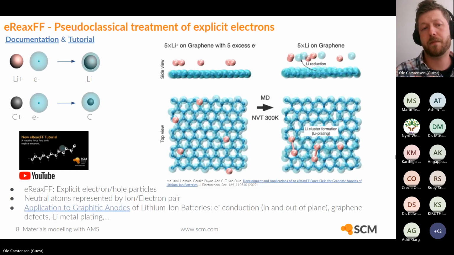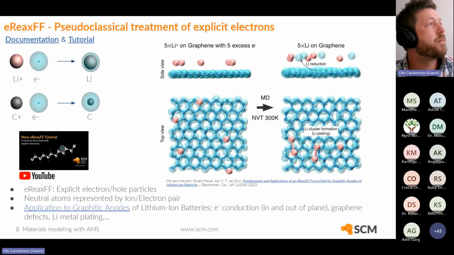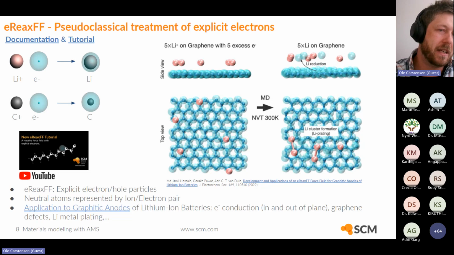Okay, so on to the next topic. The next topic is a bit less established than the topic that I've shown earlier. The discharge voltage profiles have been out there for a while and have proven their use, and this is a pretty cutting edge application. The ReaxFF force field has recently been expanded, and this has been called eReaxFF.